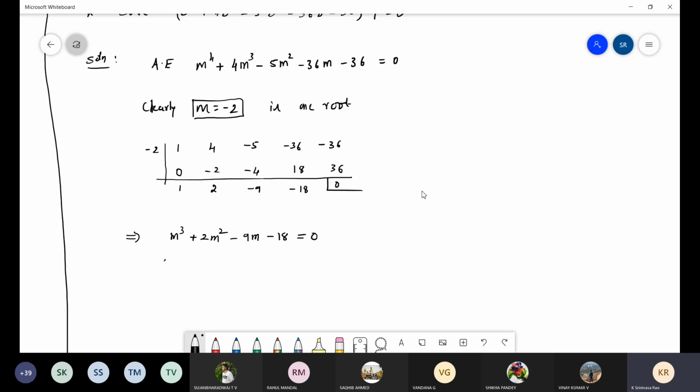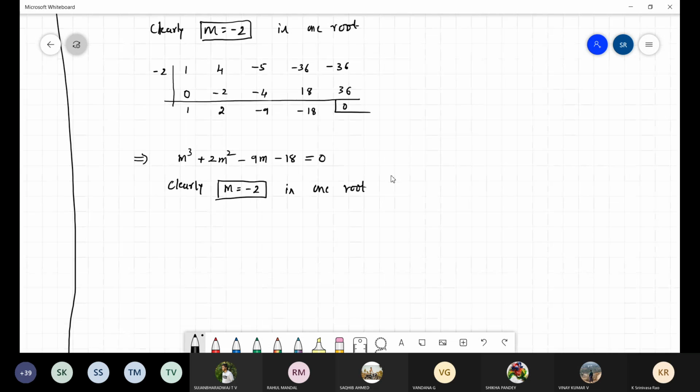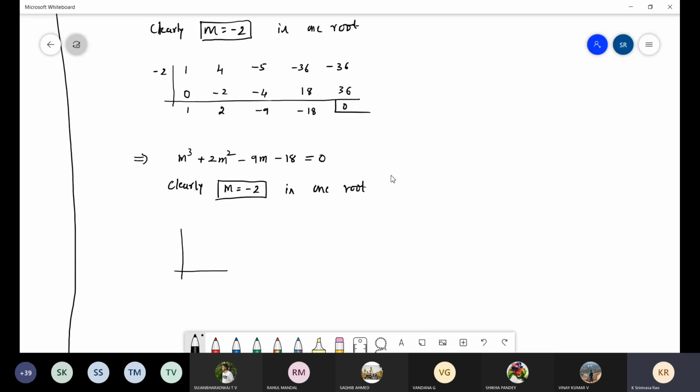Okay, clearly m equals minus 2 is one root for this cubic equation. Okay, correct? Just follow along. Now write it using the synthetic division method.